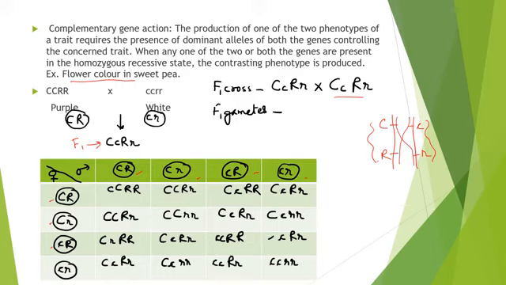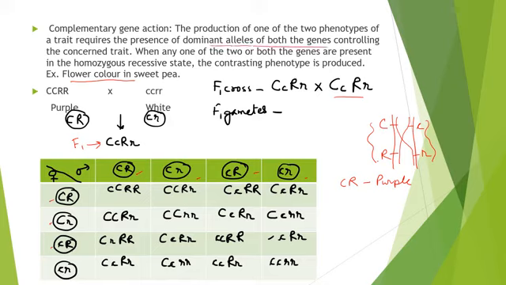So here then what can happen? That means here for a character to be expressed, both the dominant genes are required. So capital C and capital R. If both capital C and capital R are there, both the dominant genes, then only you would get a character, say purple. You will get a character purple. But then if any one of them is there, according to that interaction, what will you get? If any one of them is there, then here what they've said is that the production of the two phenotypes of the trait requires the presence of dominant alleles of both the genes. Yes, dominant alleles of both the genes.